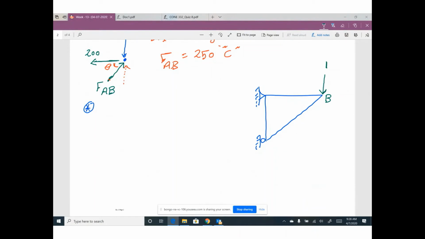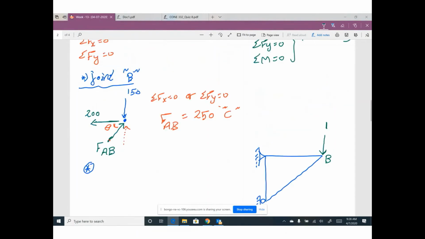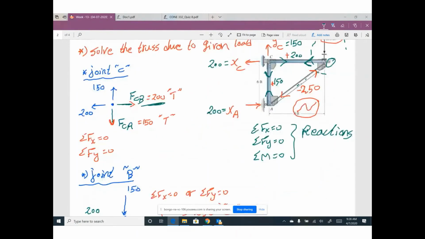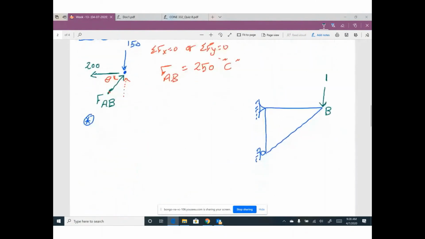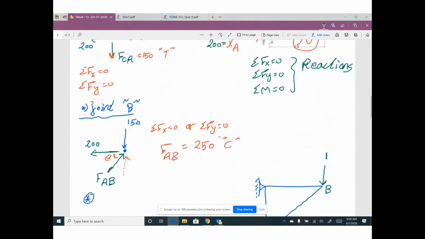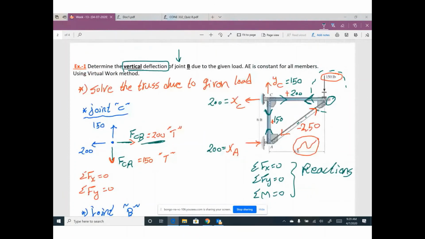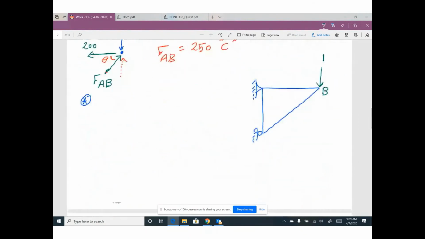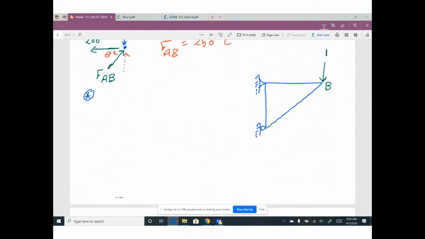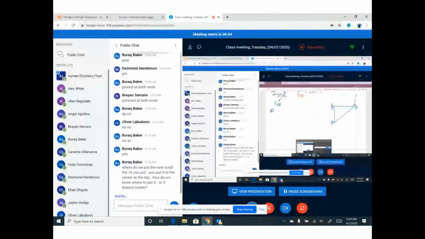Second step, please remove everything, any given load, and the internal forces that you calculated before. We have a truss with a new load. The new load will be a unit load. How can I put it and where? Based on what is required in your problem. We are looking for vertical deflection, so your unit load will be vertical. At point B, the unit load will be at point B. Any questions so far, Brock? Did I answer your question?